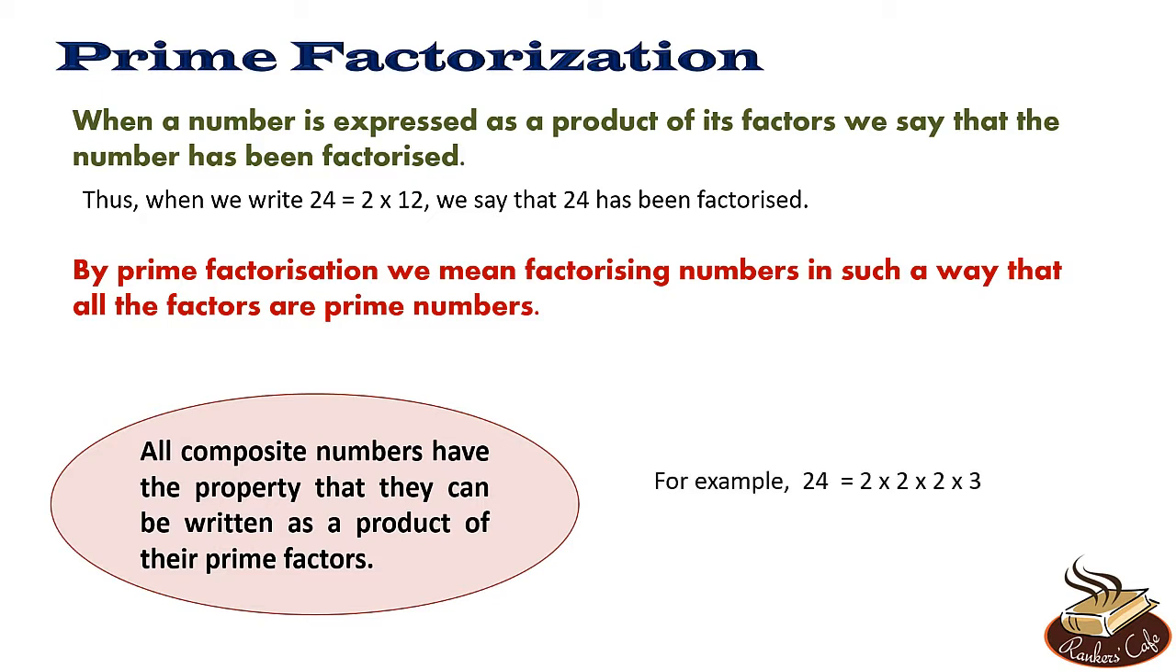For example, 24 can be written as 2 into 2 into 2 into 3, that is 2 cube into 3. As 2 and 3 are prime numbers, and 24 has been written as a product of only prime numbers, we can say that 24 has been prime factorized.